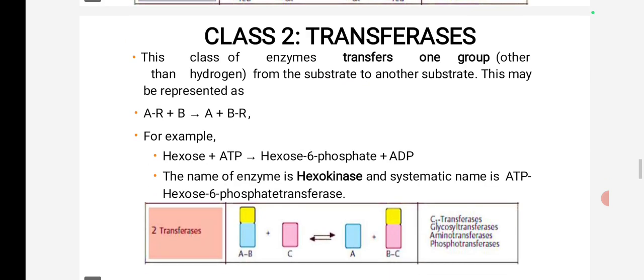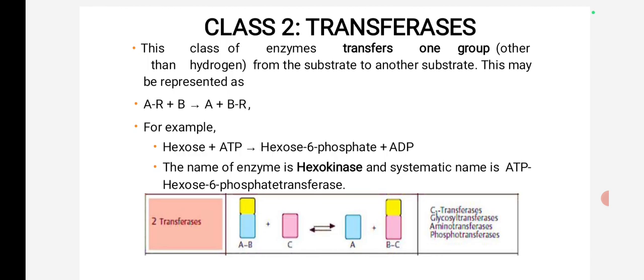Next, the second class, transferases. This class of enzyme transfers one group from one substrate to another. This may be represented as AR plus B gives A plus BR, where R is a group. For example, hexose plus ATP gives hexose 6-phosphate plus ADP, adenosine diphosphate. The name of the enzyme is hexokinase and the systematic name is ATP hexose 6-phosphotransferase.